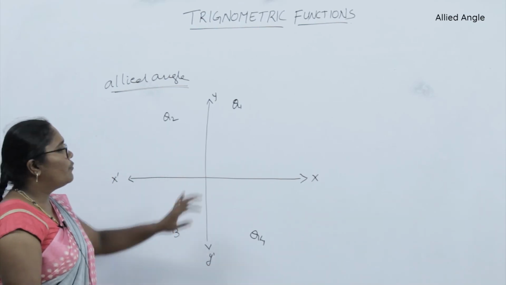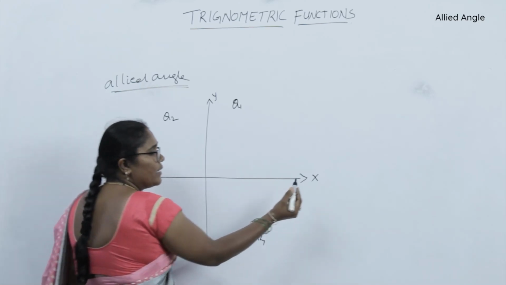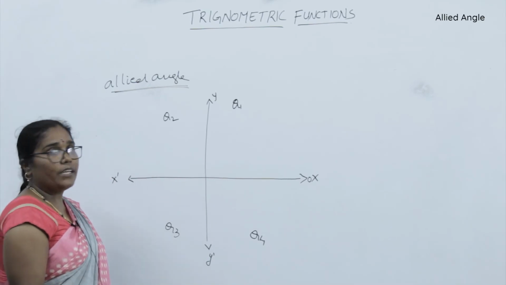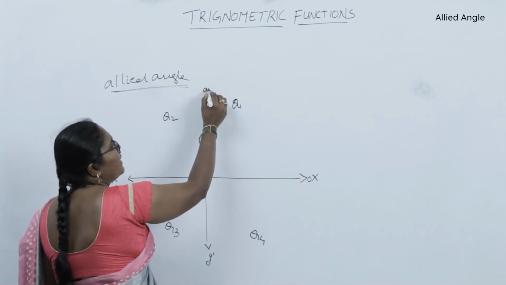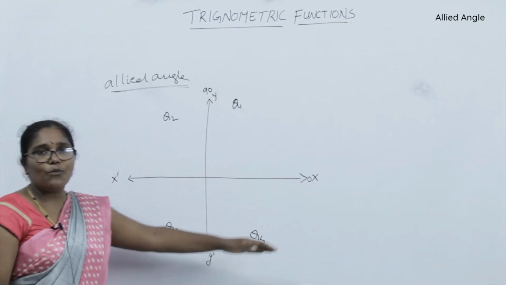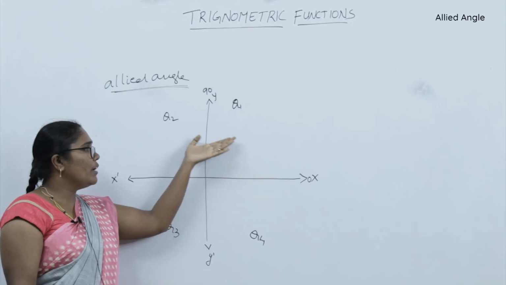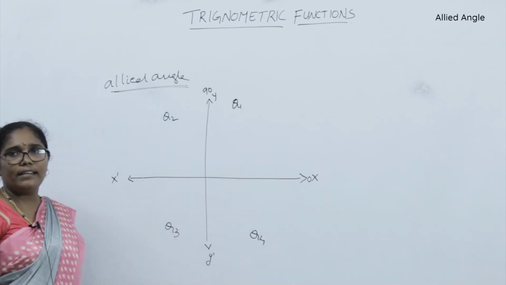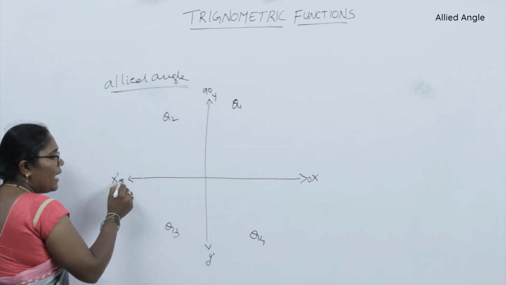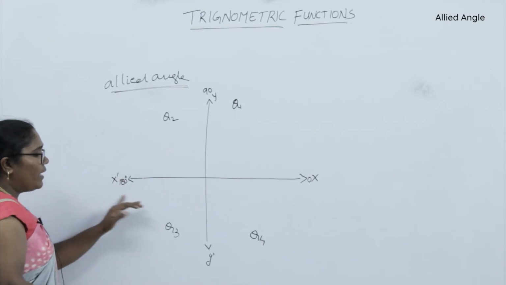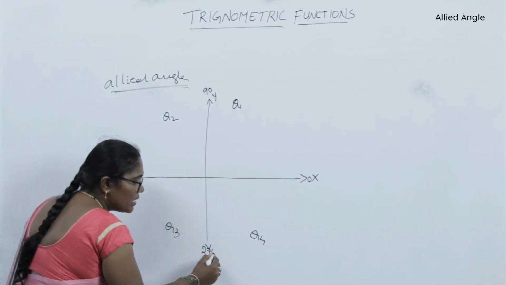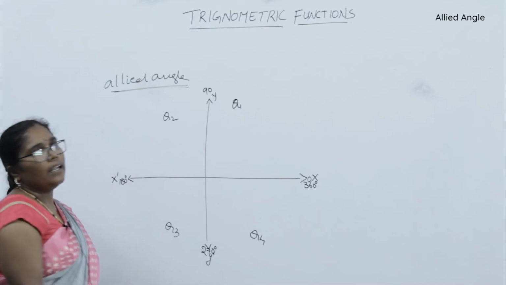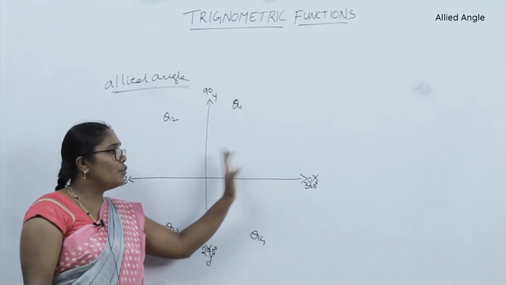Now, in the first quadrant the angle starts from 0 degrees, and here the angle is 90 degrees, because the plane has been equally divided. Any one quadrant is equally divided into 4 parts. So the first quadrant ends at 90 degrees, then 90 plus 90 is 180 degrees, 180 plus 90 is 270 degrees, and again 270 plus 90 is 360 degrees. So the total revolution we can call 0 to 360.